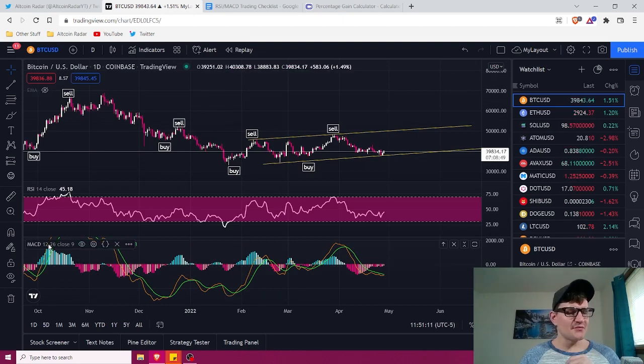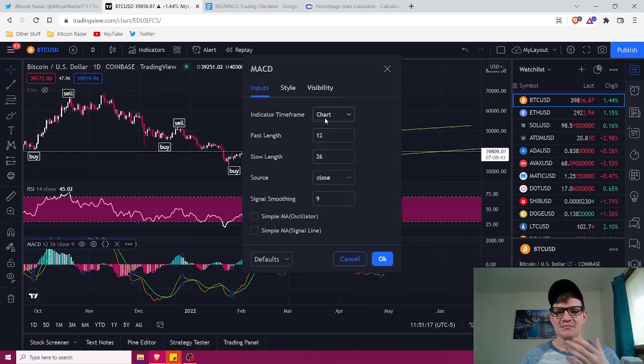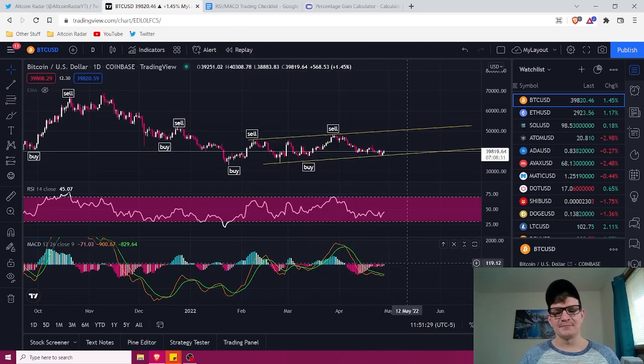Now hover over it, go to the gear icon, go to Inputs right here, and make sure that all of these numbers match: fast length 12, slow length 26, signal smoothing 9, okay? It's as simple as that. That's all you've got to make sure. Then click OK, and it should look like this, okay?